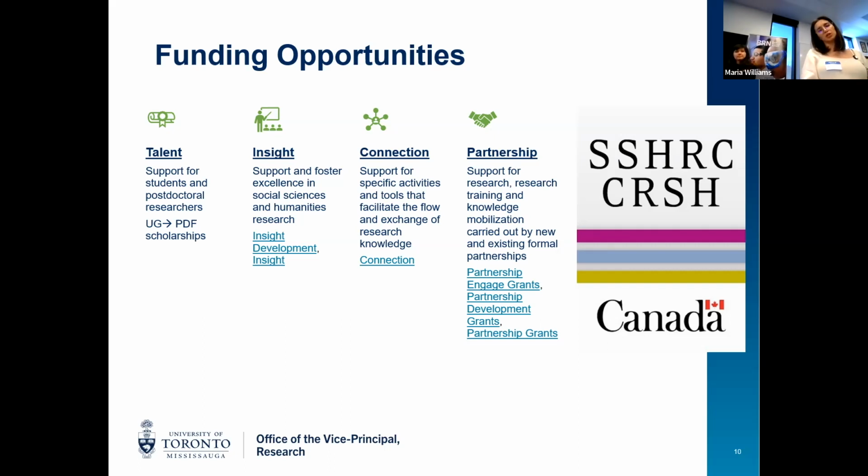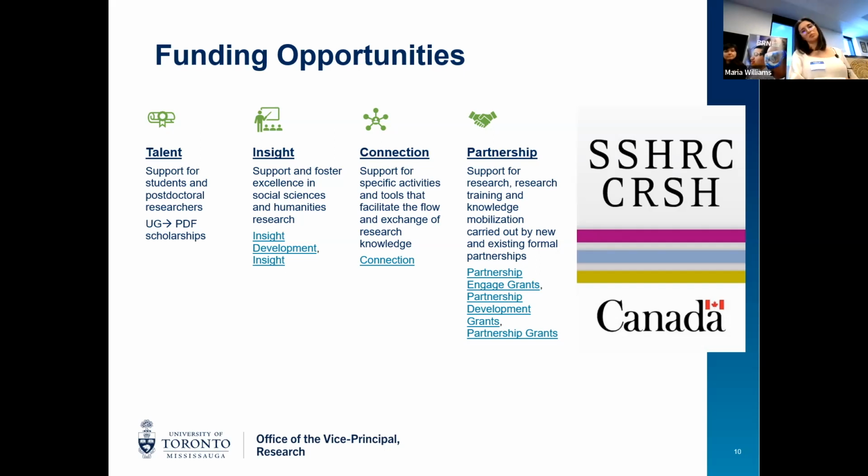And then you have the partnerships, which kind of takes the mandates of all the others. So it's for knowledge advancement, for training, and for knowledge mobilization. But the caveat here is it's between you and some sort of external partner. 3 streams within partnership. You have the partnership and engage grants, which are the smallest. It's you and one non-academic partner, and the goals for the engage are more biased towards the partner as well as the outcome.